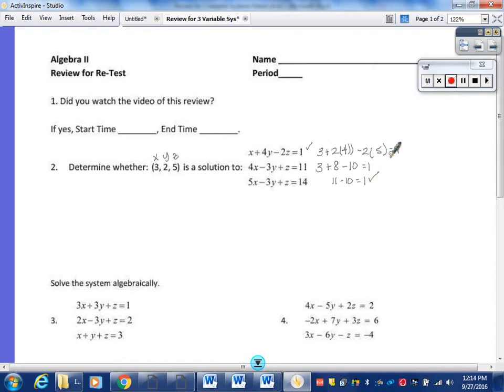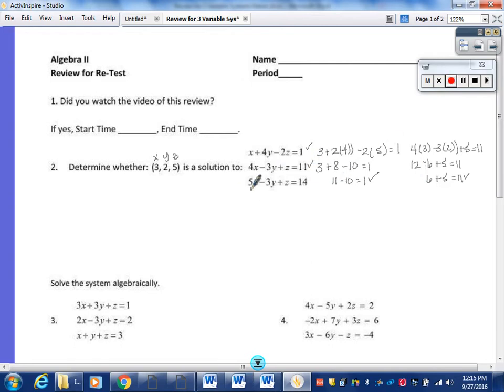We need to test the second equation, so that would be 4 times 3 minus 3 times 2 plus 5 is equal to 11. So this is 12 minus 6 plus 5 is equal to 11, and that's 6 plus 5 is equal to 11. Again, that is true. 6 plus 5 is 11. It checks out in that equation.